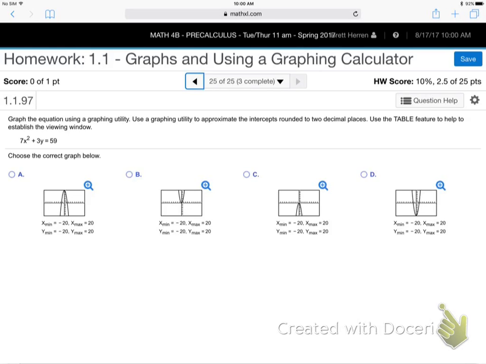Okay, so 7x squared plus 3y is 59. Let's start by finding the x-intercept.